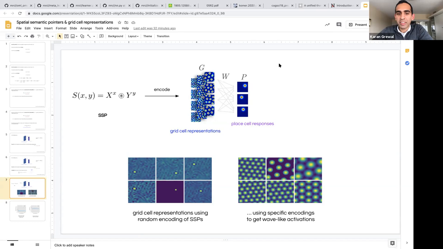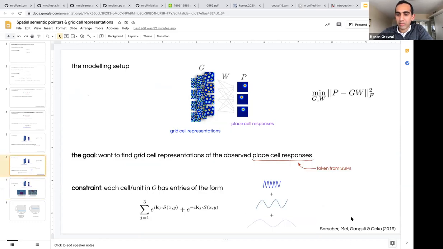I think that's just for diagram purposes. This image was actually taken from the Sorscher paper that Marcus was talking about. But as far as I understood it, in their setup, G and P are just matrices where the first axis corresponds to the input example, and the other axis corresponds to the different cells in that layer.